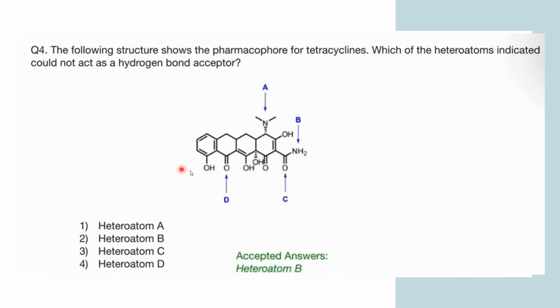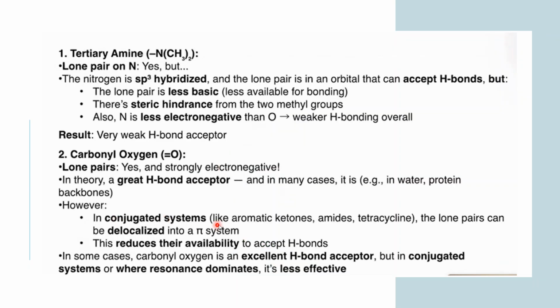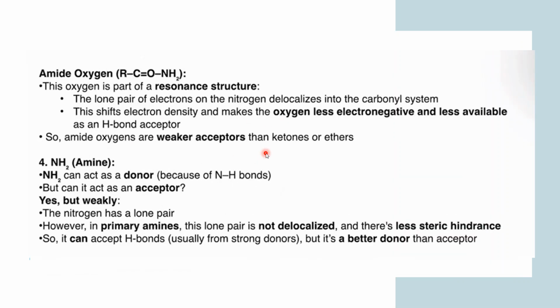So here, as you can see, there is a conjugated system present. This is the alpha beta unsaturated ketone. So in a conjugated system, the lone pair can be delocalized, and this reduces its availability to accept hydrogen bonds. In some cases, carbonyl oxygen is an excellent hydrogen acceptor, but in a conjugated system it is less effective. It is less effective, but it still is a hydrogen bond acceptor. It is stronger than this tertiary amine as a hydrogen bond acceptor.